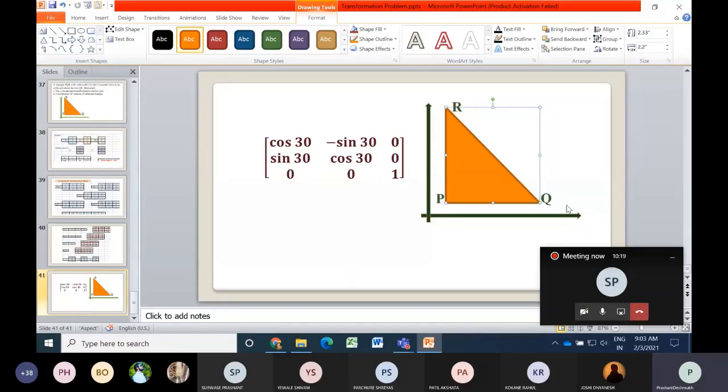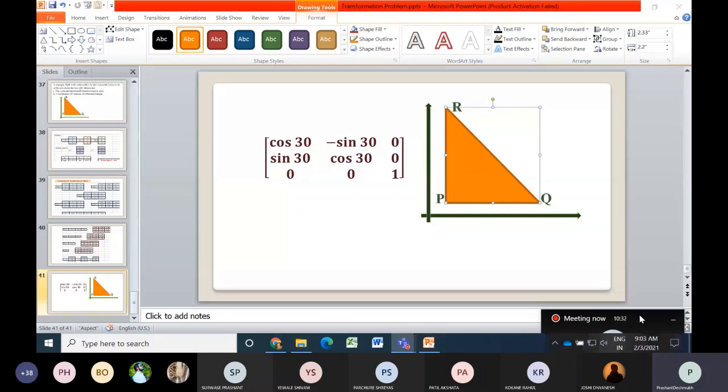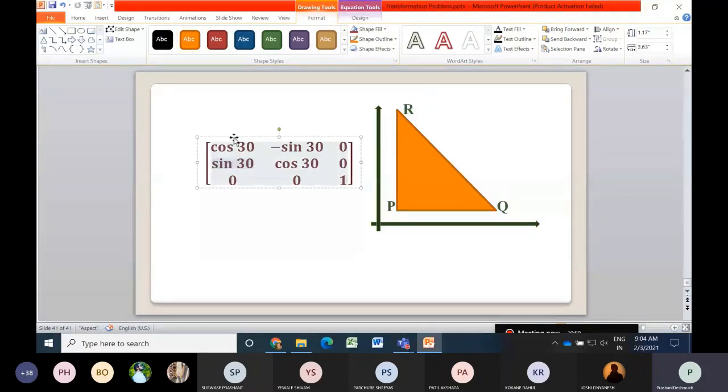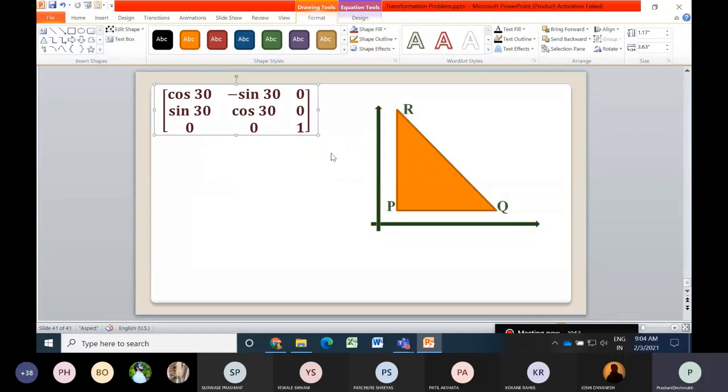And now we want to rotate this triangle about the origin, by an angle, say 30 degrees. Whenever we say 30 degrees, it will be clockwise. Now it is more visible. Now when we want to rotate about the origin, this will be your transformation matrix.